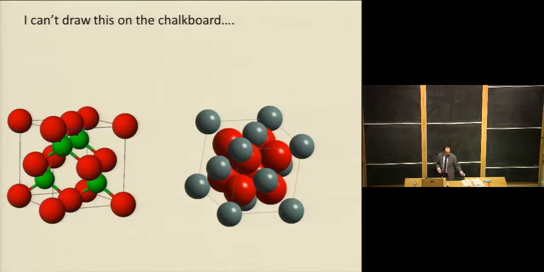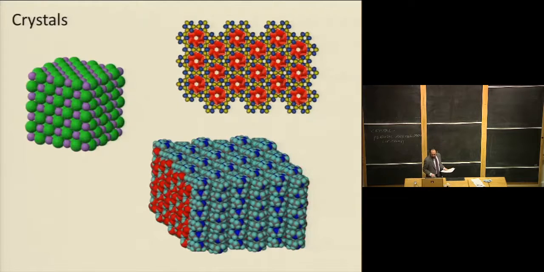Okay, so we're going to start with the first definition of the day. A crystal. A crystal is a periodic arrangement, usually meaning of atoms. So for example, that's a crystal.